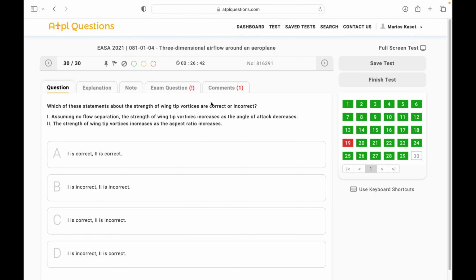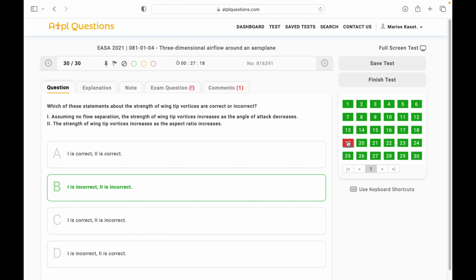Assuming no flow separation, the strength of wingtip vortices increases as the angle of attack decreases. This is incorrect. And the strength of wingtip vortices increases as the aspect ratio decreases. Incorrect, and both of them are incorrect.